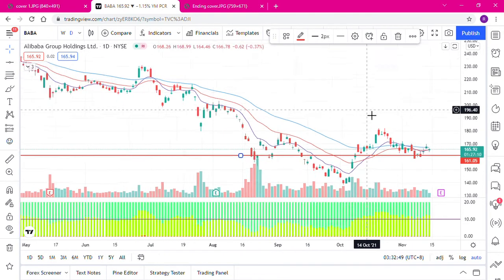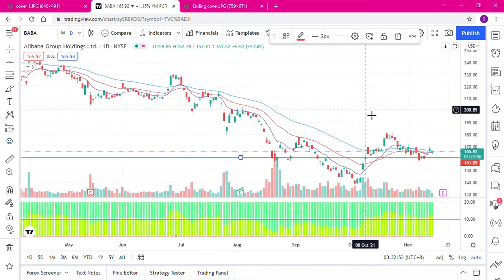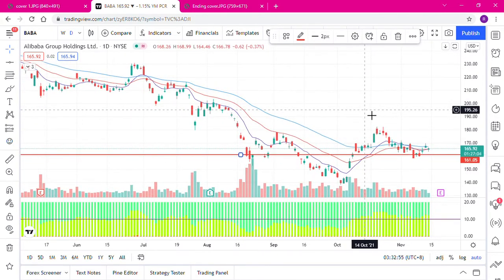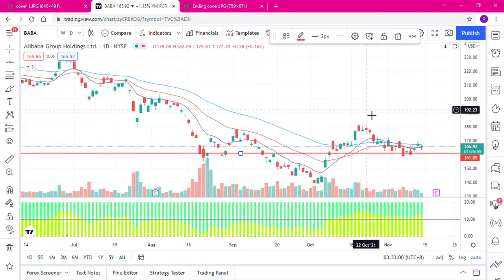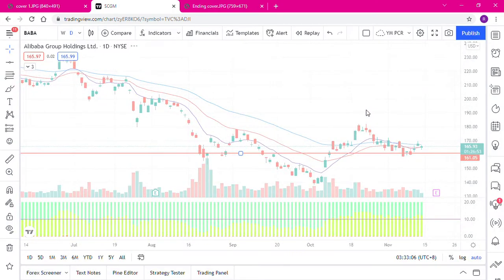So why not you go for the many uptrend stocks out there, right? So here's some sharing with you for the Alibaba chart. After we have been talking about two stocks from the US market, let's get to the third counter, the SCGM from the Malaysia market.